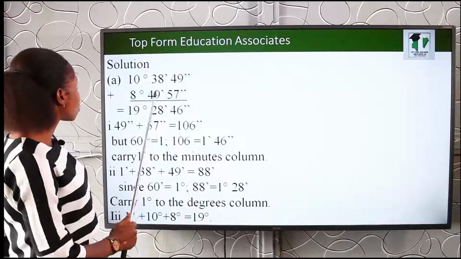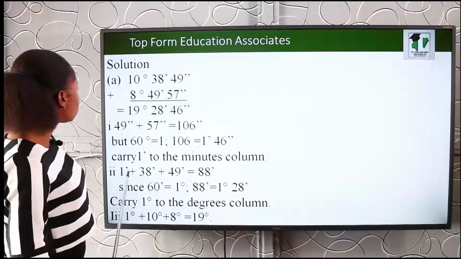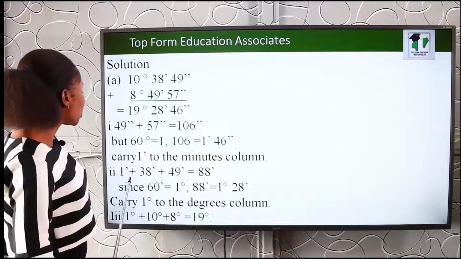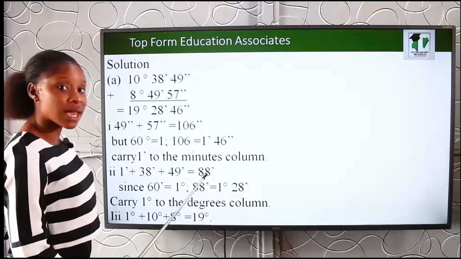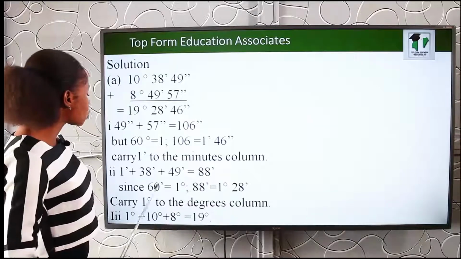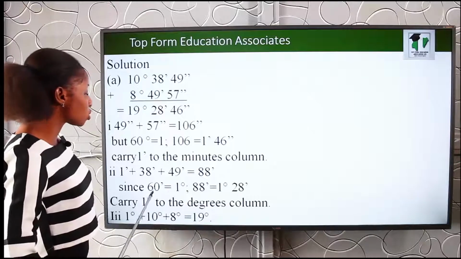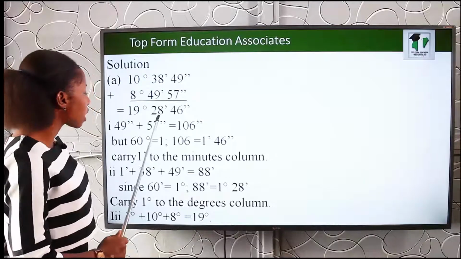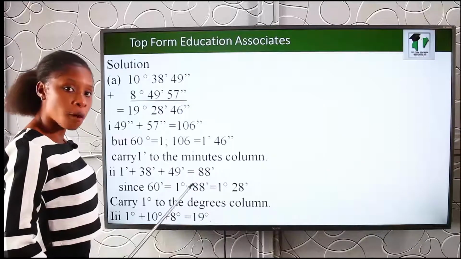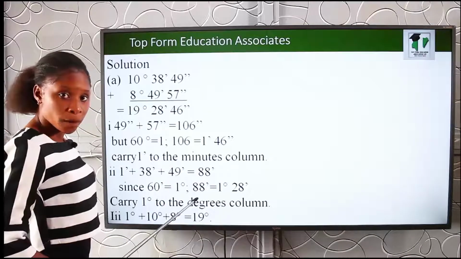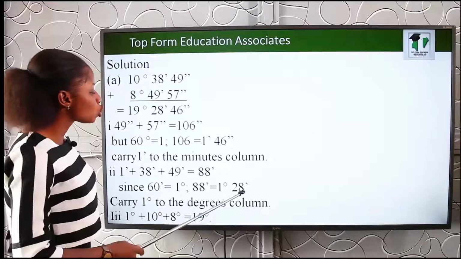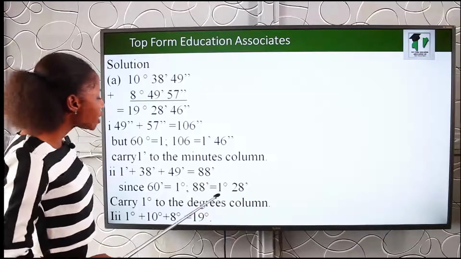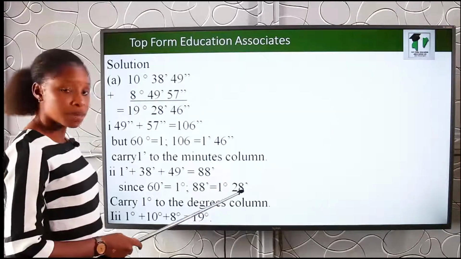Now, when we do that, we're going to add everything. We're going to add 1 minute plus 38 minutes plus 49 minutes. Now, when we add it, we have the sum of 88 minutes. Remember again that 1 degree is equal to 60 minutes. So 60 minutes is equal to 1 degree. So we can't write 88 here. We're going to subtract 60 from 88 minutes. Now, when we do that, we are going to have 28 minutes. So therefore we have 1 degree, 28 minutes.